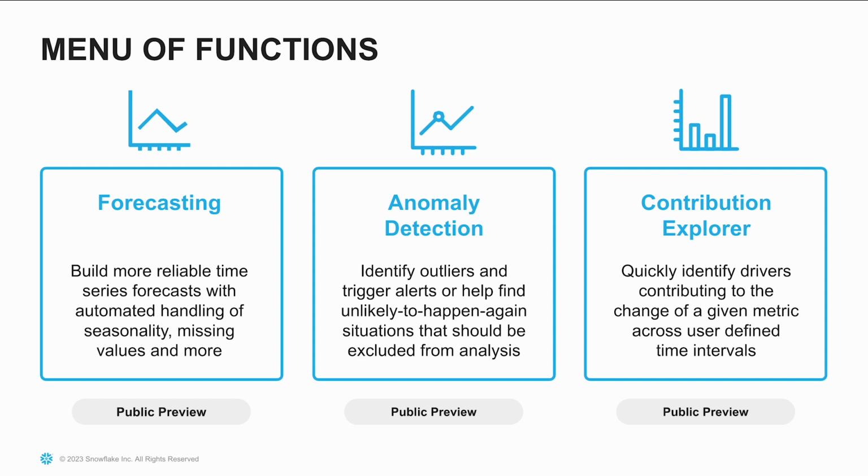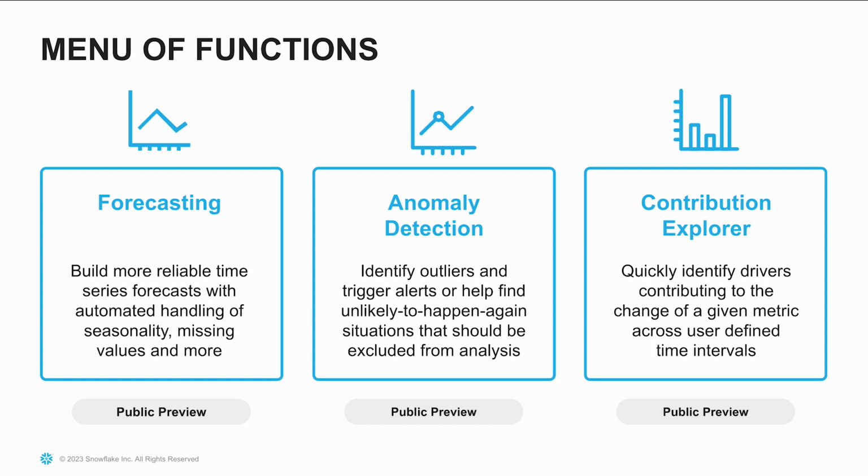So what is the initial menu of functions? This is just a starting point. We have three of those: forecasting, anomaly detection, and contribution explorer. The first two are kind of well known, so I won't spend too much time describing them. But contribution explorer takes over where anomaly detection leaves off.